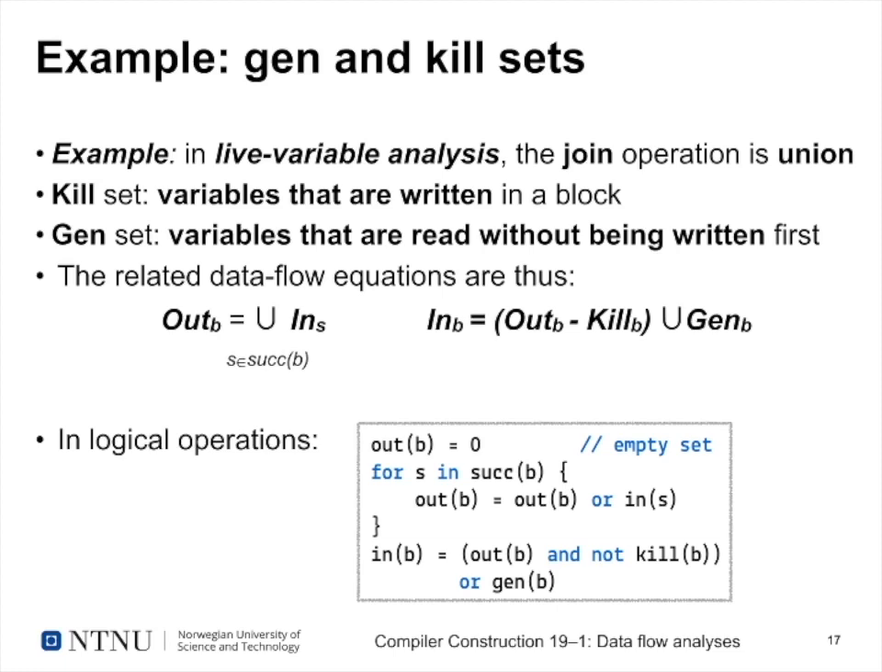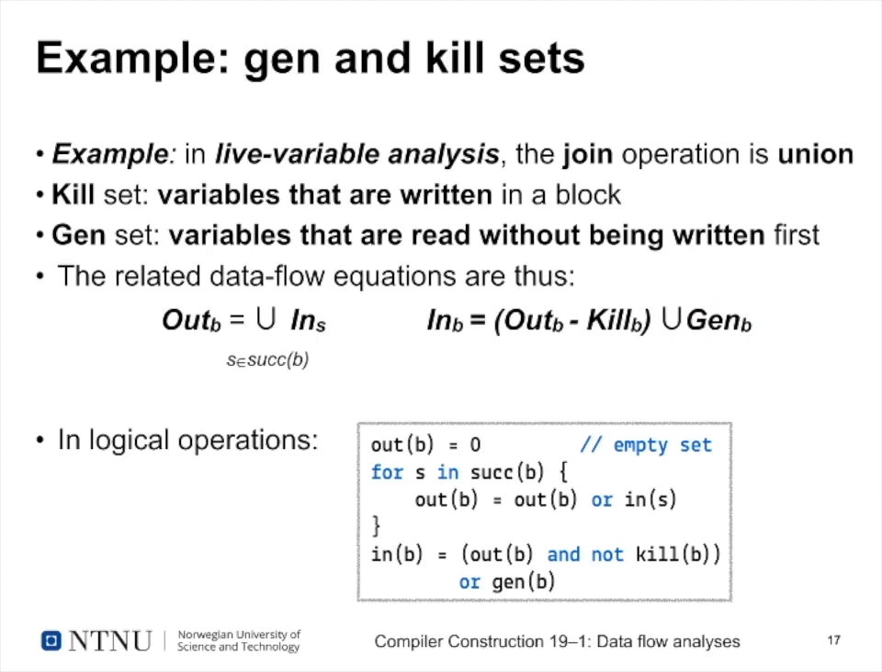And so the related data flow equations are out B is the join of all the input information about all these successors. So we're going backward here. And in B is then, we're looking at the out B first. We're removing the kill B elements that are killed in the current basic block we're looking at. And we join them with the ones that are actually generated in the current basic block. Now this is always expressed in form of set operations.